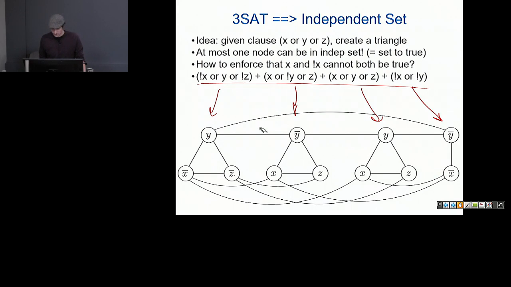And the reverse holds basically also because of these edges. So I'm making sure that whatever independent set I choose, I can set those literals to be true, and I won't conflict between clauses. Just as an example, well, is this formula satisfiable?